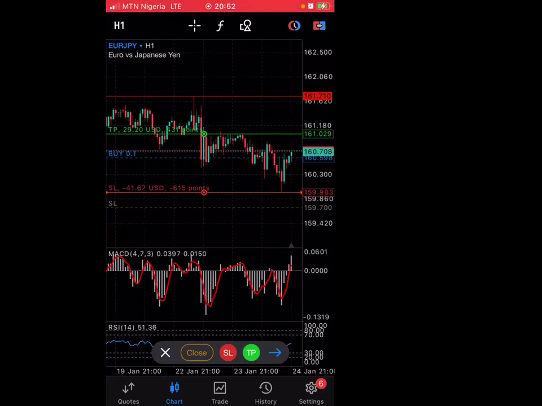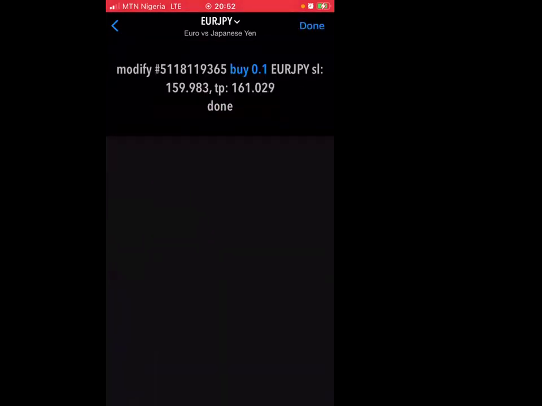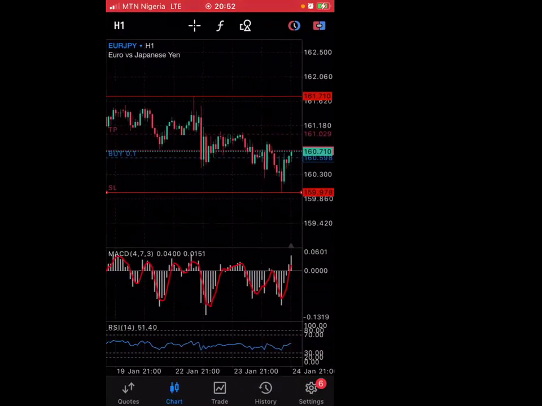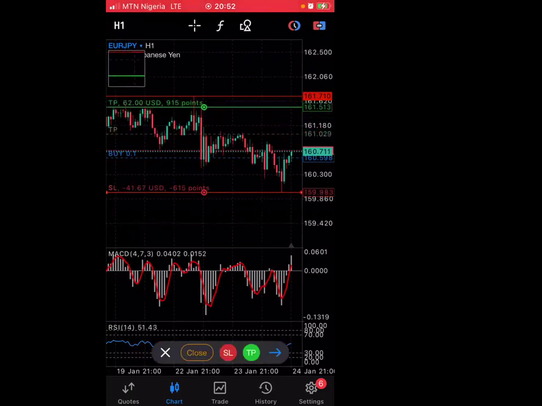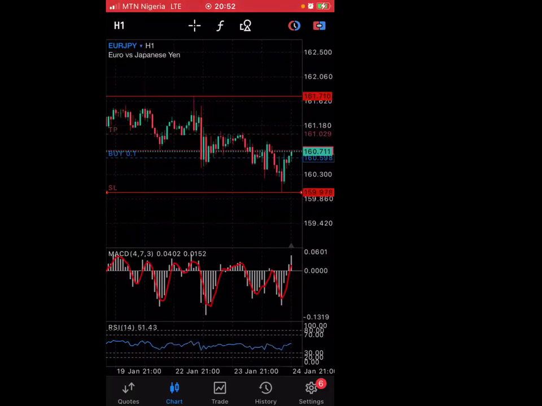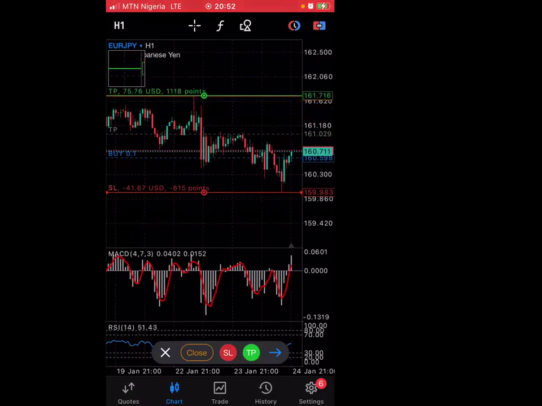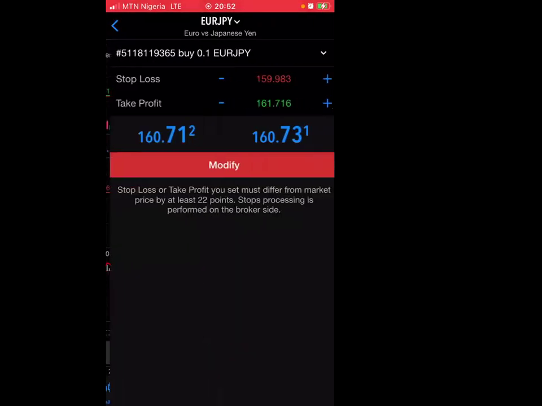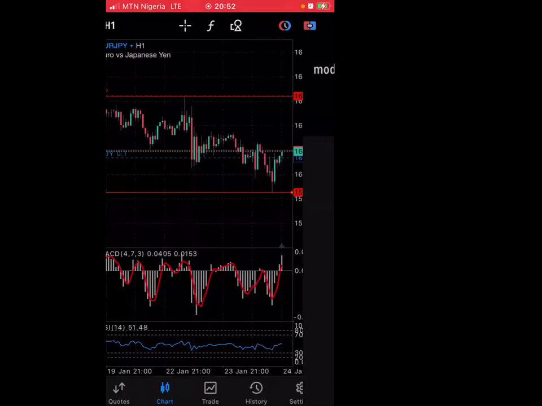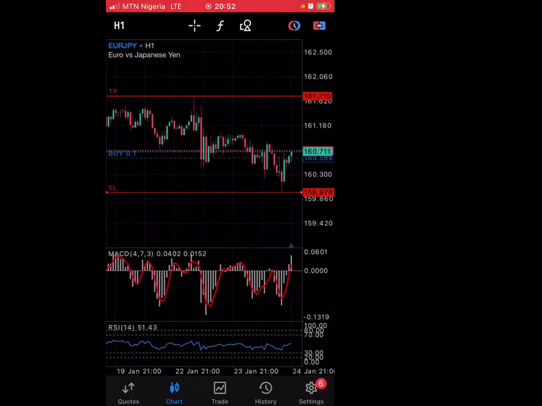That's just a way. So if I click on forward and click on modify, you can see that I have successfully modified that trade. And that's pretty much how to use the MT5 space. That's pretty much how to use it.